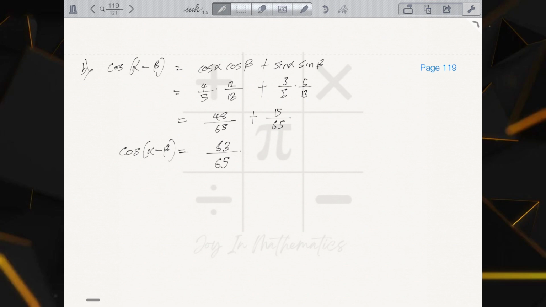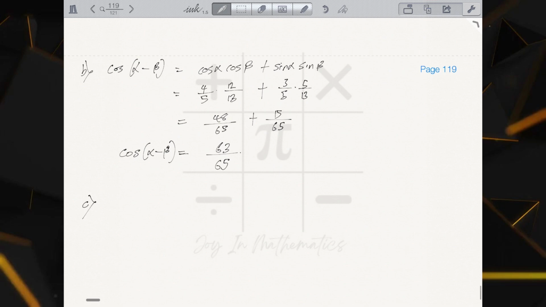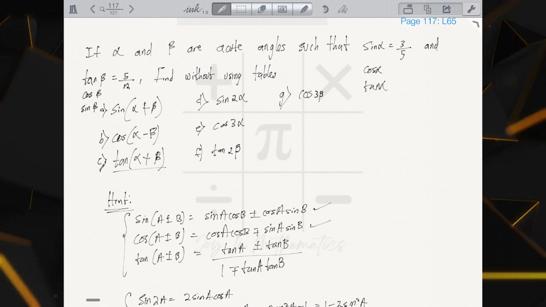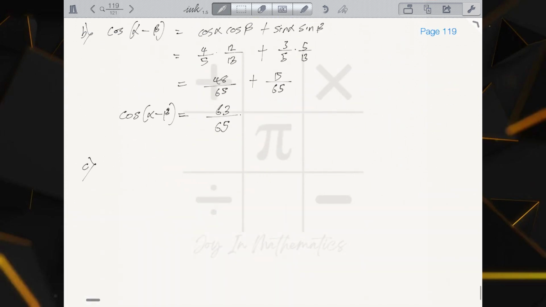Yes, we are making progress. Let's move on to the next question, question C. The third question asks us to simplify tan(alpha + beta). We will be using the expression tan(A + B) is equal to tan A plus tan B divided by 1 minus tan A tan B. So writing that expression now in terms of alpha and beta, we have that tan(alpha + beta) is equal to tan alpha plus tan beta divided by 1 minus tan alpha multiplied by tan beta.